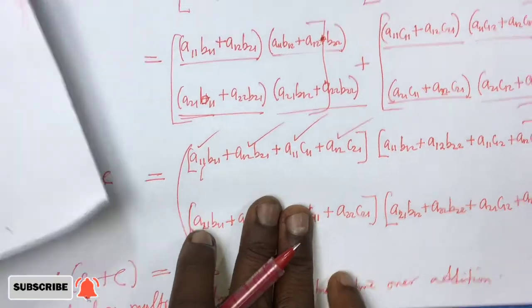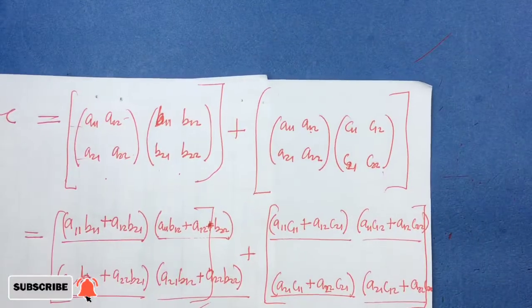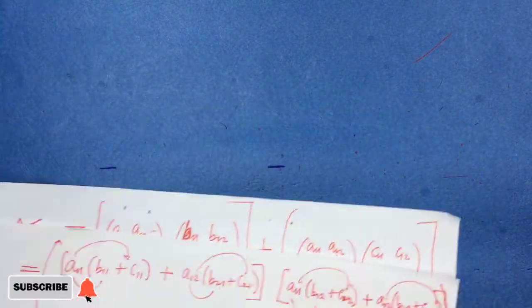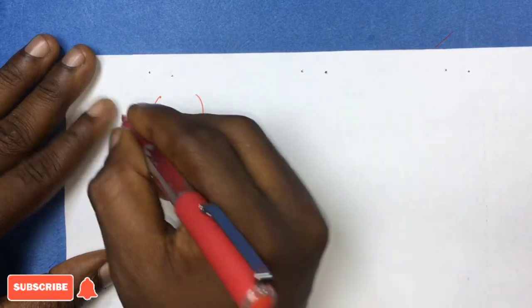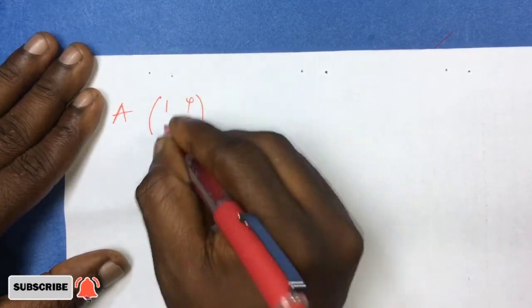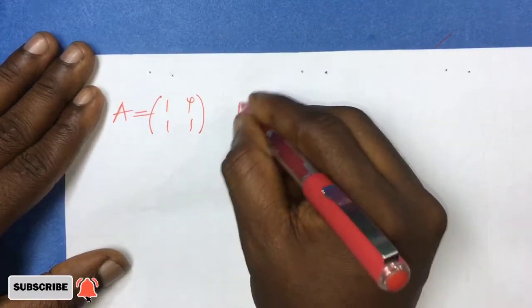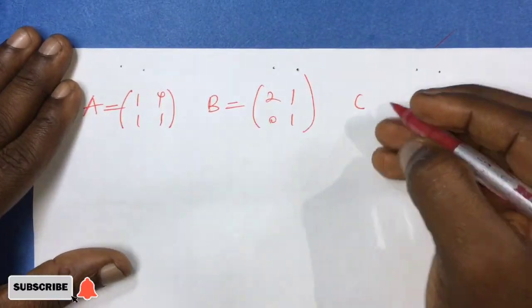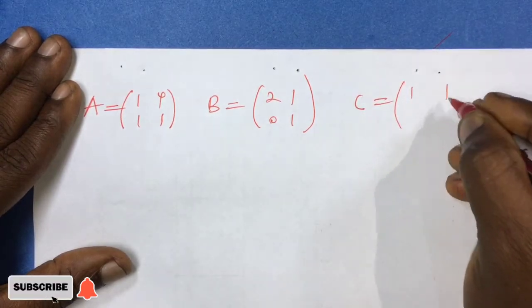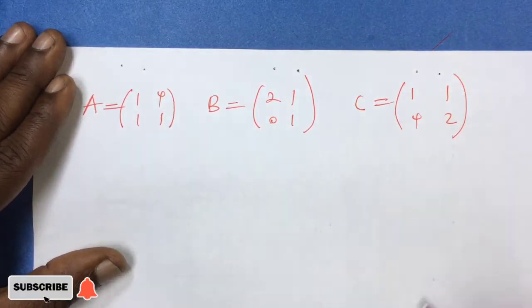Now let us quickly take an example. Let's take an example on what we have done, and let's see. Now, as an example, let us quickly take this. I'm going to give you a matrix, this times this. That is, A is 1, 4, 1, 1. B is 2, 1, 0, 1. And C is 1, 1, 4, 2. Okay?